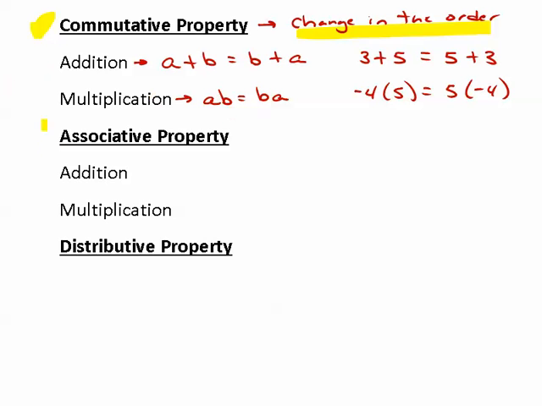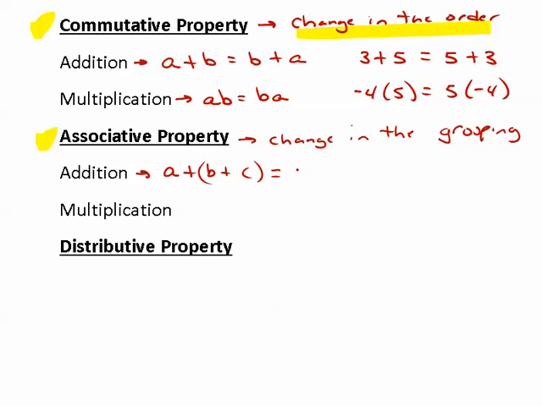Now, when you think of the associative property, what you need to think of is a change in the grouping. For the addition, that would be like this. We take A plus (B plus C). Notice we group the B and the C on the left side. That would be the same thing as (A plus B) plus C, grouping the A and the B on the right-hand side.